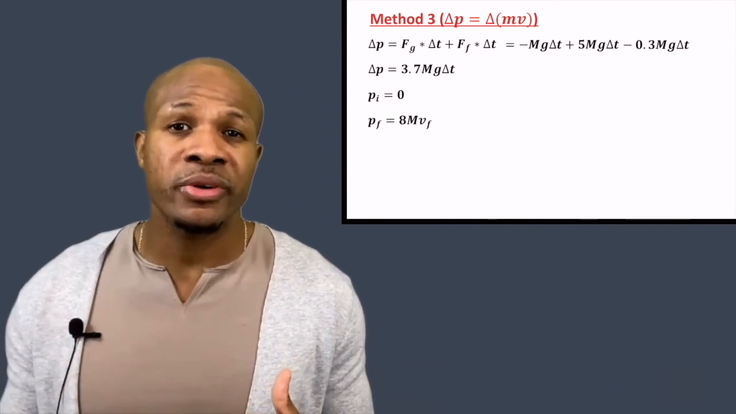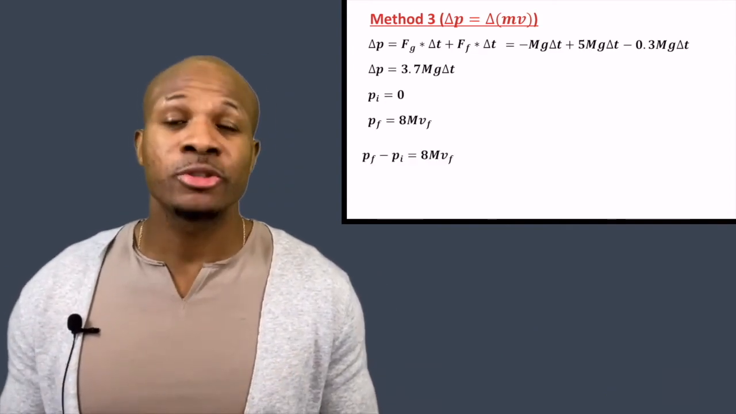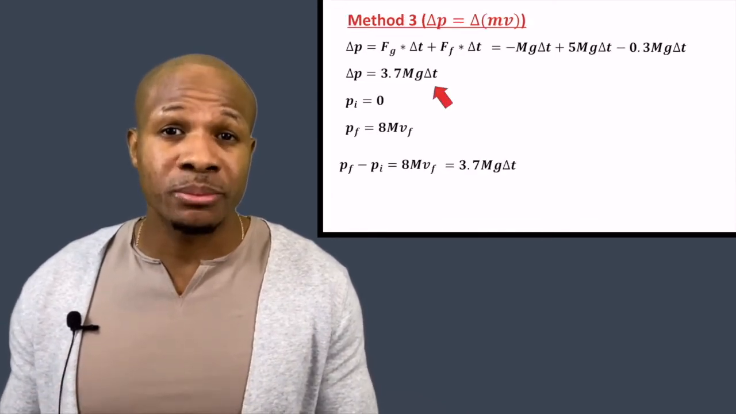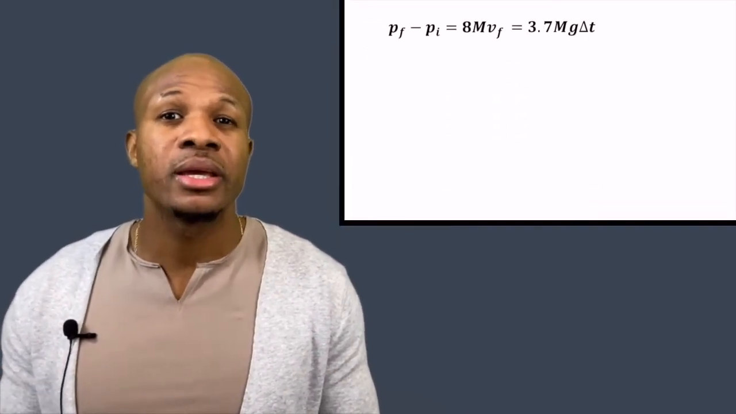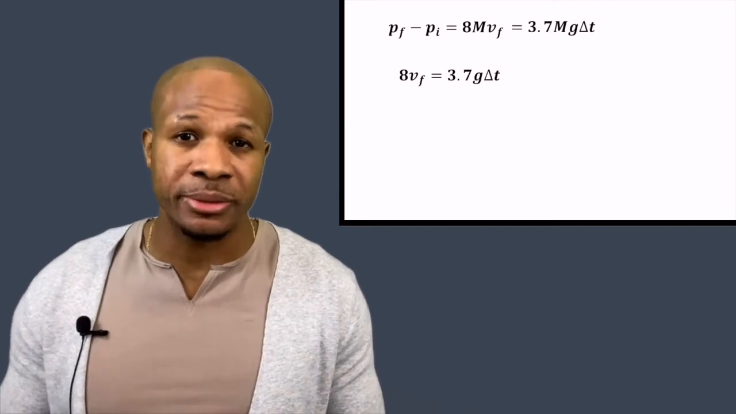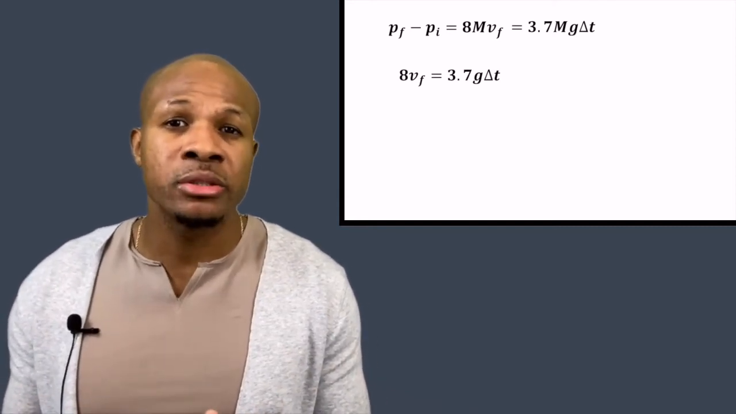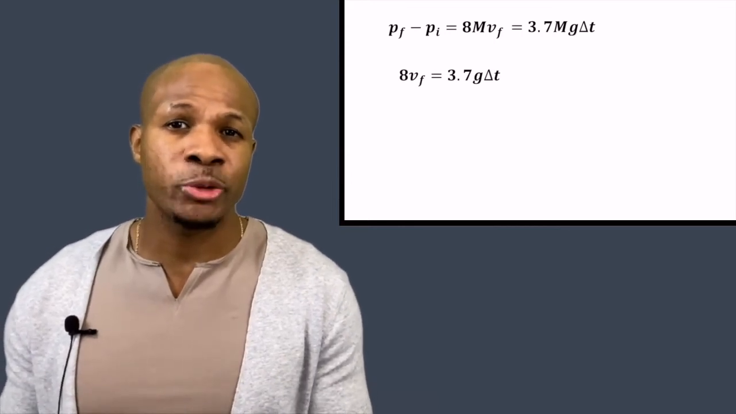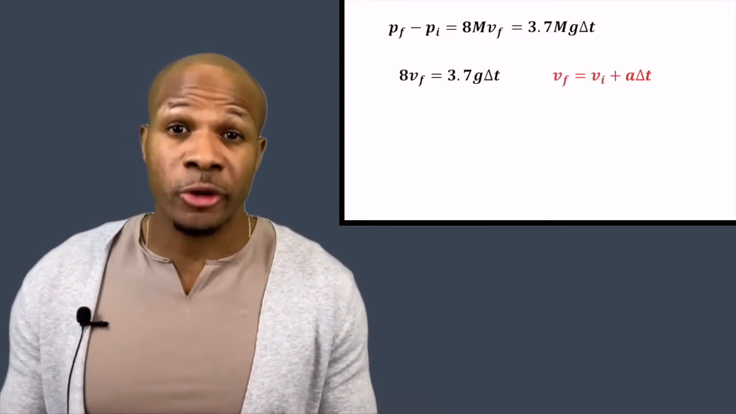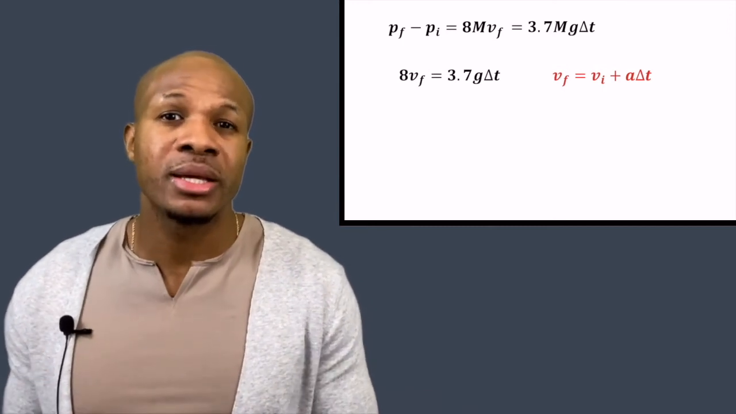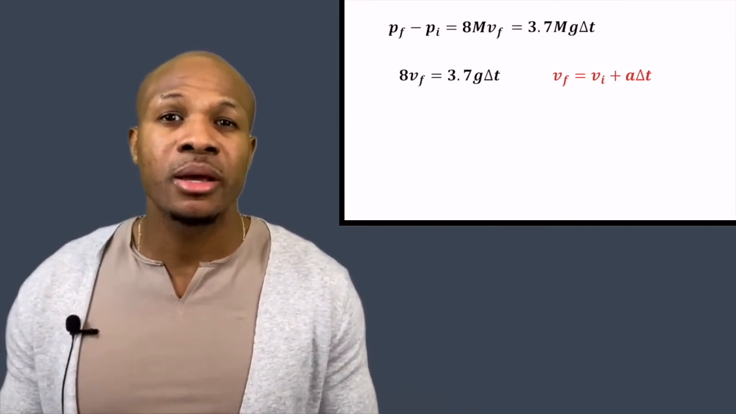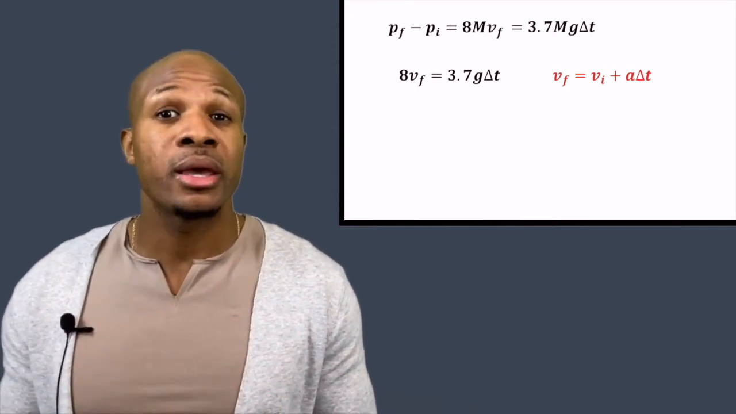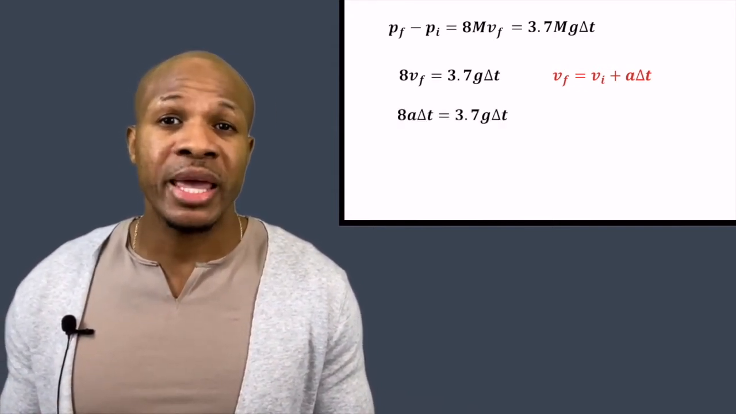So our momentum final minus our momentum initial is going to be equal to 8mv, which is equal to 3.7 mg delta t. We get 8v equals 3.7 g delta t. So now once again we run into the issue of not knowing what our final speed is, but we know the relationship between speed and acceleration. For constant acceleration, final speed is going to be equal to the initial speed plus the acceleration times delta t. V initial was equal to 0, and therefore V final is equal to A delta t.